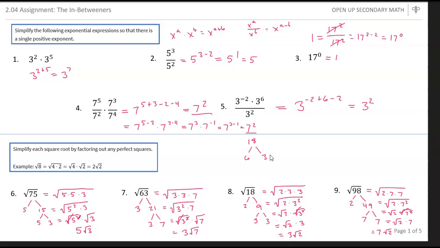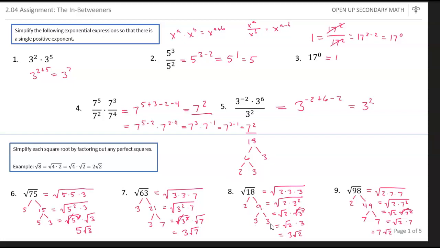Well, in that case, we'd say 3 is prime, and then 6 is also 2 and 3. So our prime factorization here would be 2 and 3 and 3. If we look at the way we got it with 2 and 9, we get 2 and 3 and 3. It's exactly the same. Same numbers, 2 and 3 and 3.